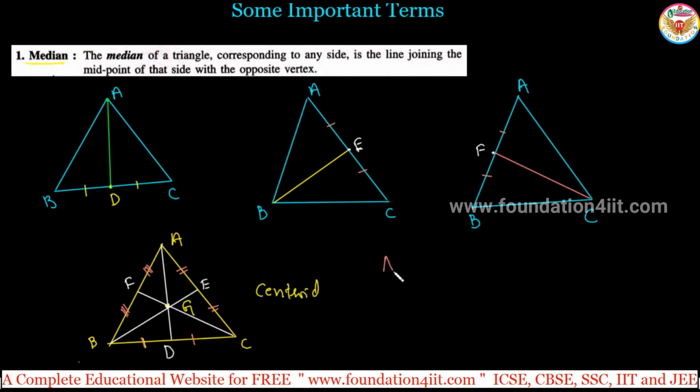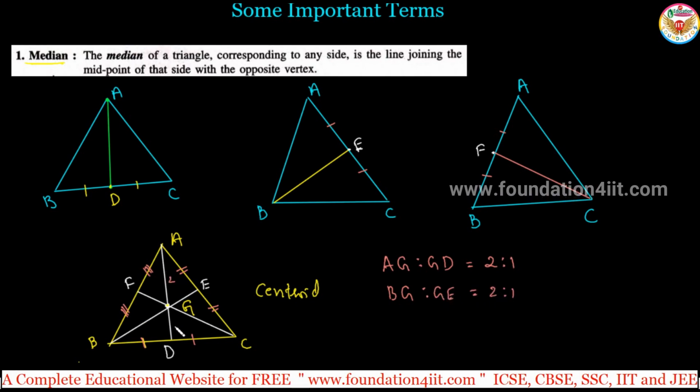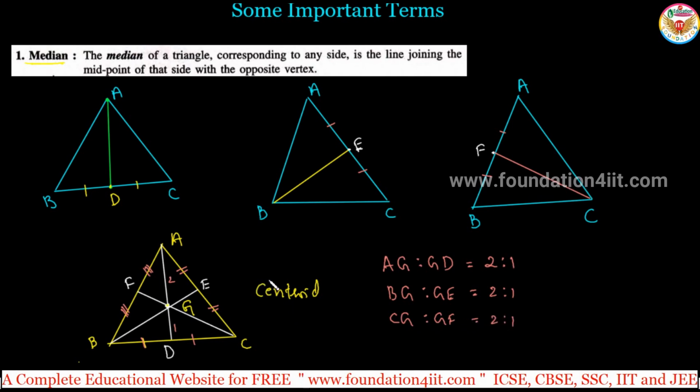Here we have the rule: AG is to GD, so A to the centroid and centroid to the opposite side, is 2:1 ratio. Same way, vertex to centroid always. The vertex is B, so BG to GE is 2:1 ratio. So if this is two parts, this is one part. Same way, CG is to GF is 2:1 ratio. So the centroid of a triangle divides each median in the ratio 2:1.